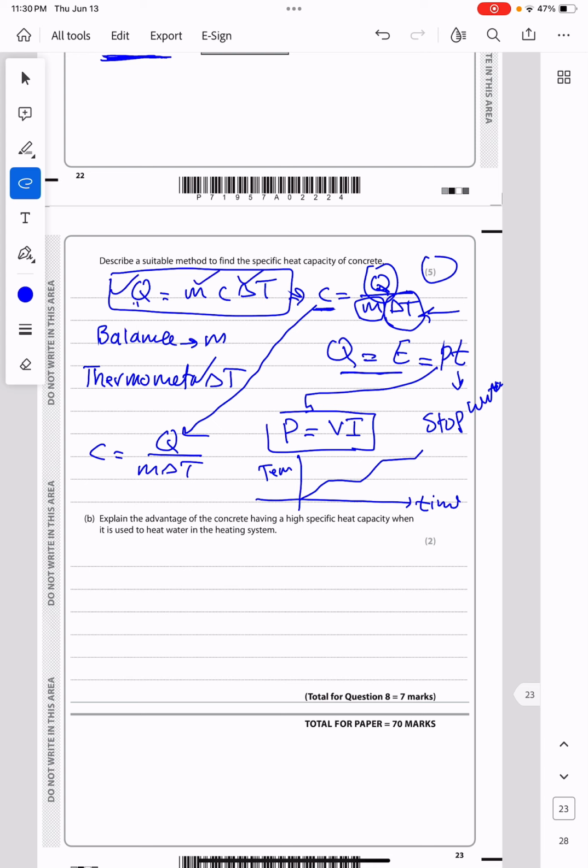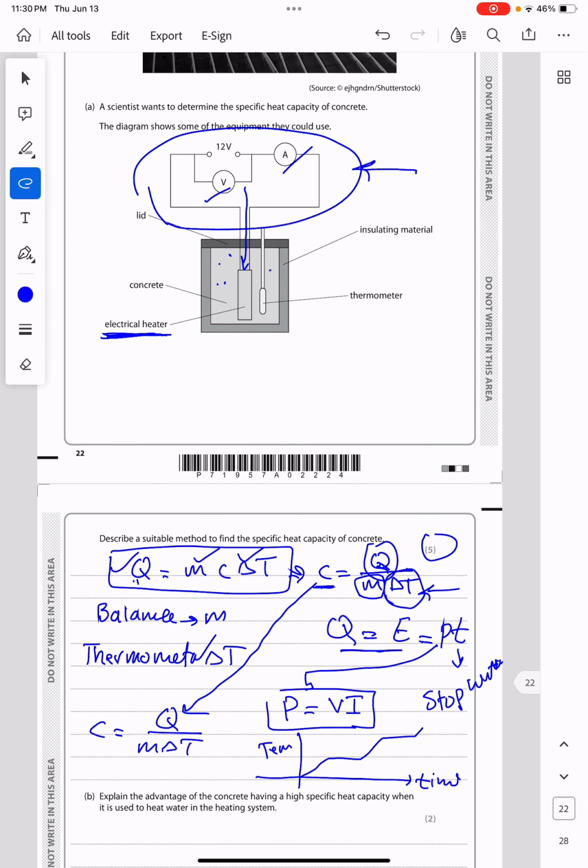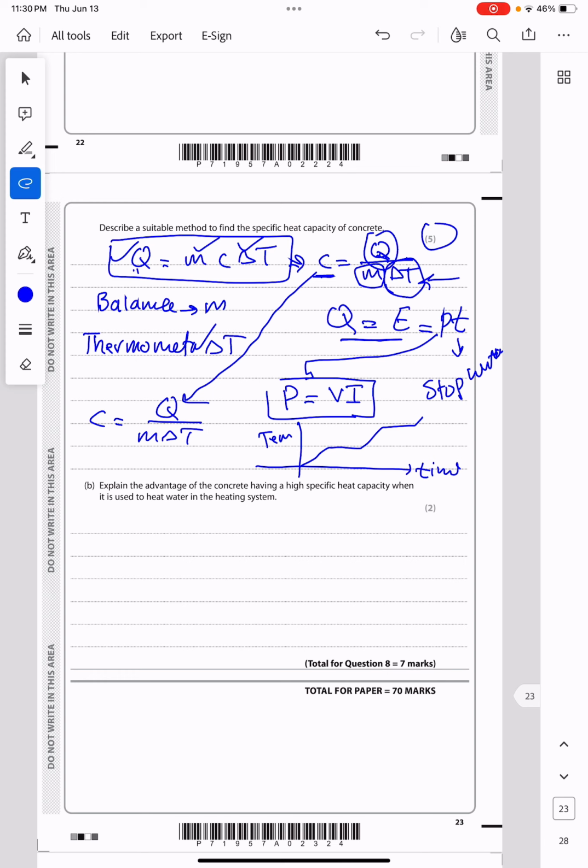This is the energy, as I mentioned. So all you have to do is finding the power and the time. The time, you're going to use a stopwatch. The power, you're going to be going back to this circuit, and you're going to read the voltmeter and the ammeter, and you multiply both of them. You're going to get the power, times it with the time. You're going to get the energy, and the energy back to the specific heat capacity.